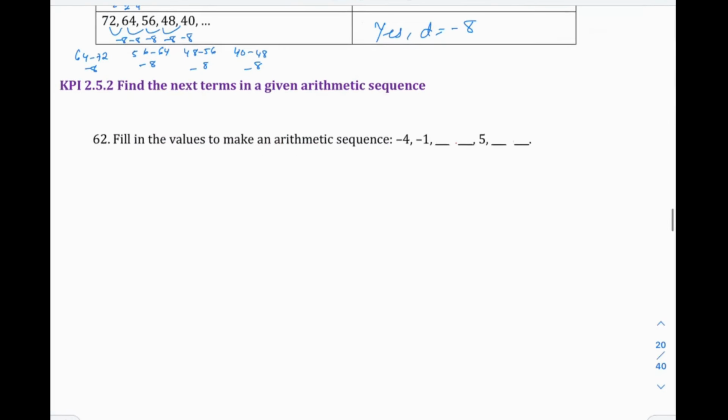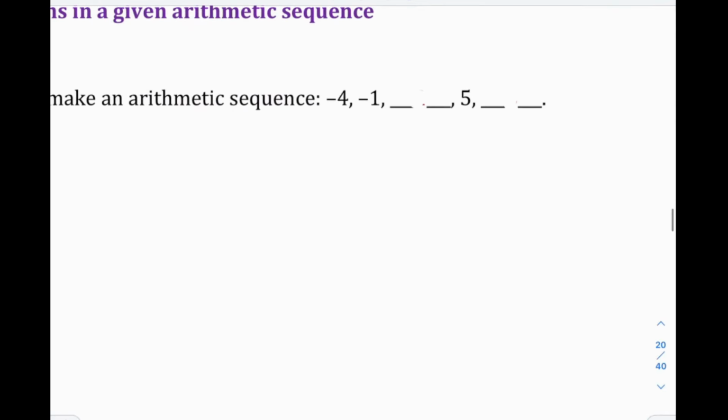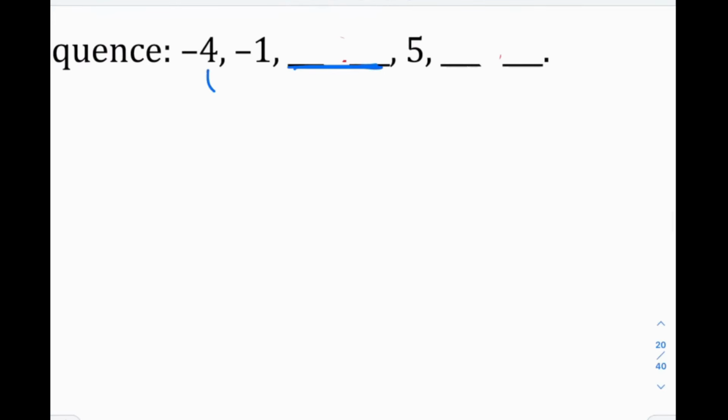Now, fill in the values to make an arithmetic sequence. To be able to fill, we need to find out the difference, how much this term is increased. If you cannot do it mentally, we can find the new minus the old term. So it's minus 1 plus 4, which is 3. So this is added by 3.